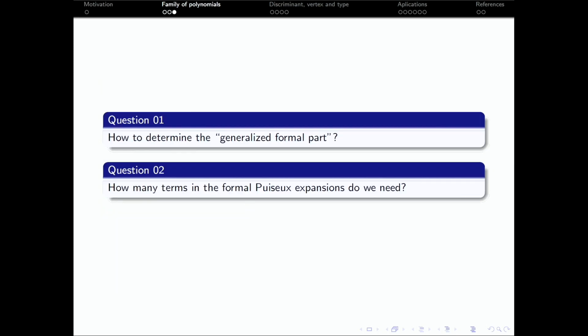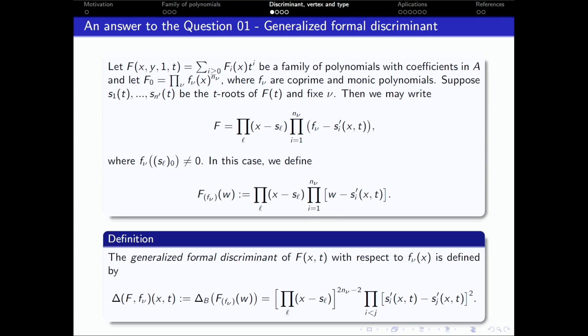So to answer the first question, we consider the following construction. We take the t roots of f using the Puiseux expansion with terms in A. We are able to decompose f in this way. So we change f_nu by w. So the generalized formal discriminant with respect to f_nu is defined by this one.